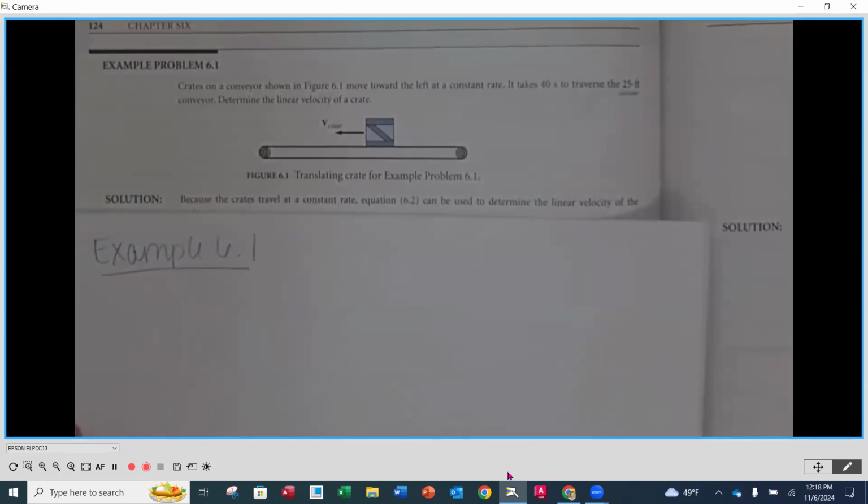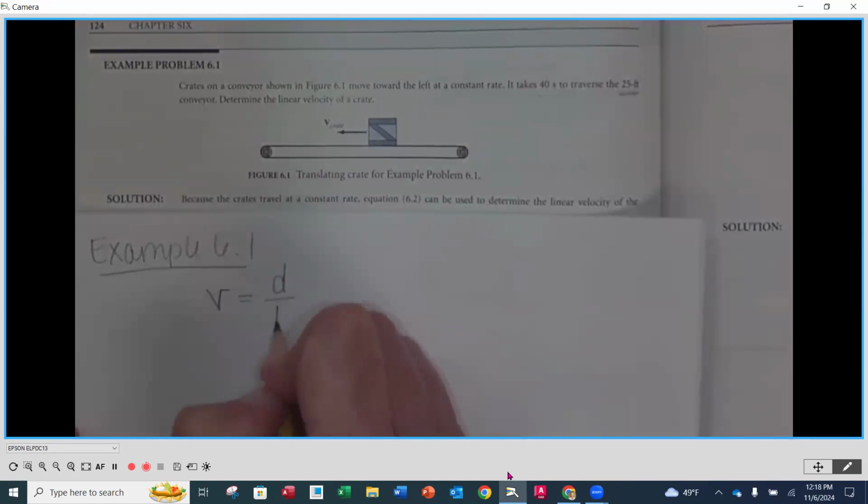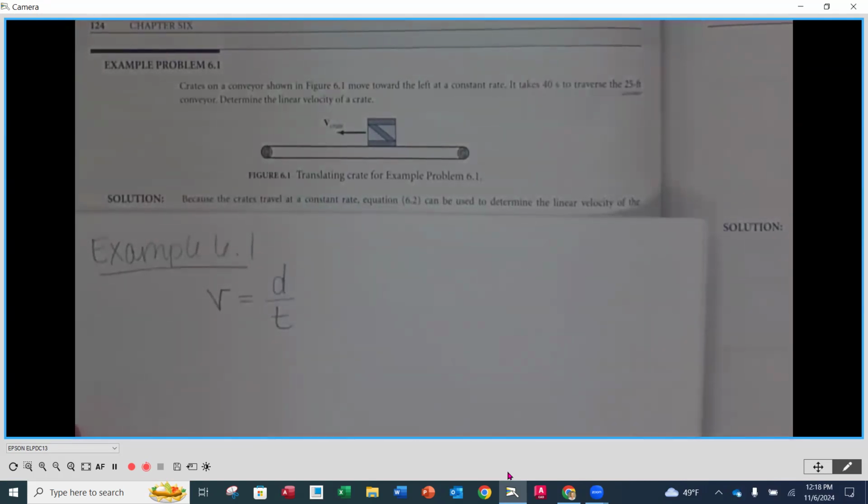Okay. So to calculate the linear velocity, we know that our equation is V is equal to, now whether you use R or T here or S, I really don't care. I usually default to lowercase d because that's what I've always been used to. You probably are too. D divided by T.